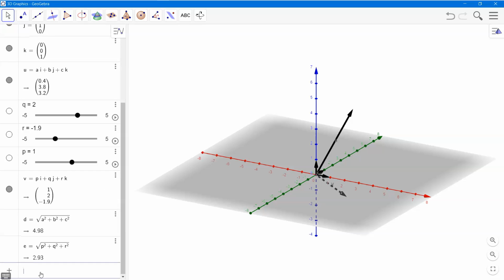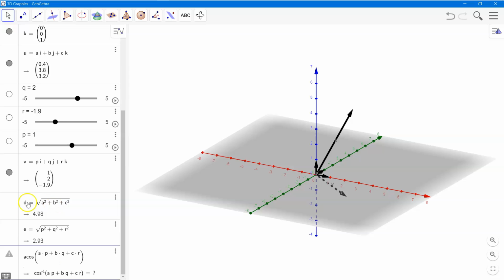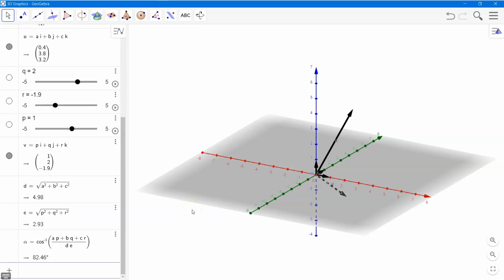Now it becomes easier. Remember, cos theta is equal to the sum of the products of the direction ratios divided by the product of the magnitudes of the vectors. So theta is cos inverse of a times p, the product of the direction ratios, and now the sum of those products, plus b times q plus c times r, divided by the product of the magnitudes. Now the magnitudes are D and E. So D times E. Here we directly use the direction ratios to evaluate the angle between the lines.